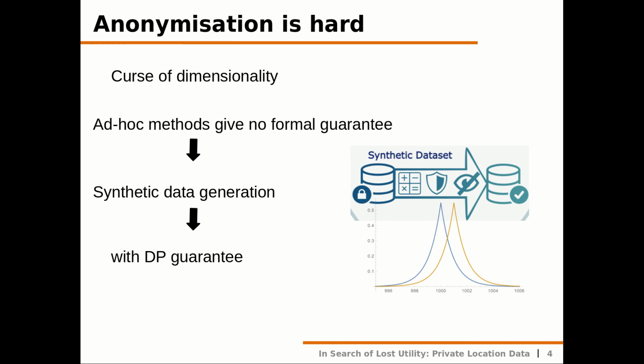And yes, originally we know that ad hoc methods don't give any formal guarantee. So this is what happens. The re-identification happens after ad hoc methods quite often, and you can't guarantee anything. So there is a solution of generating synthetic data in a privacy-preserving way, for example, with differential privacy guarantee, because it gives you a formal guarantee.